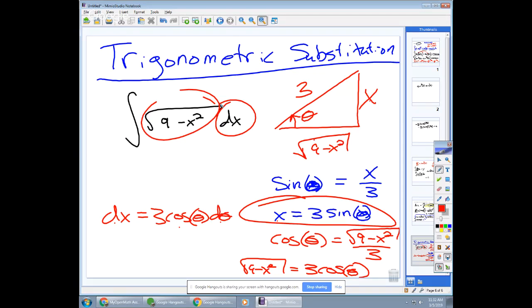Okay, so I'm going to rewrite this. Let's switch back to black. So this integral can be considered, according to this triangle substitution, the integral of this guy right there would just be 3 cosine of theta. Okay, so that's this substitution right here. And then this dx substitution says, oh, just put in another 3 cosine of theta d theta, there we go.